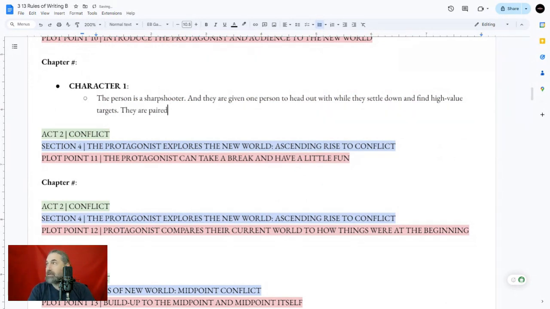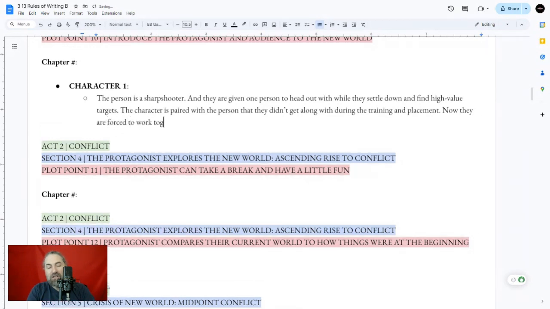they are paired. The character is paired with the person that they don't get along with, or that I shouldn't say didn't get along with during the training and placement. Now they are forced to work together. Okay. So this challenges their position. What's their position? I don't like this person.